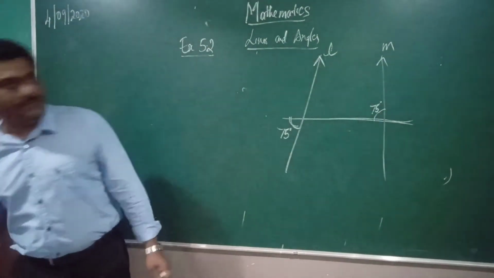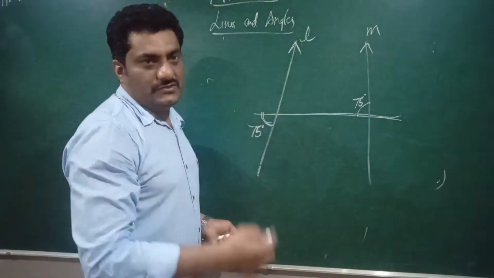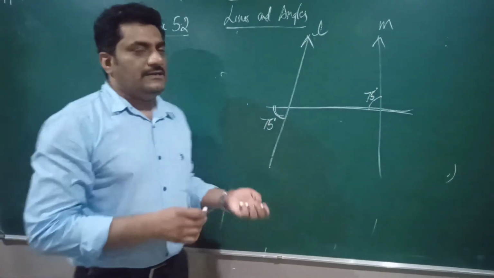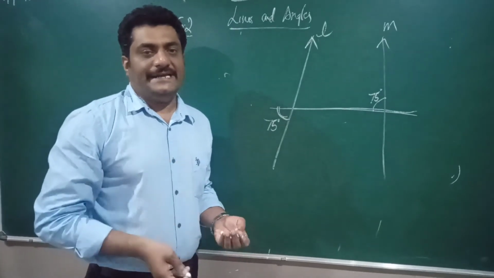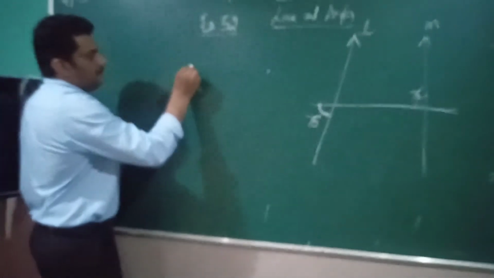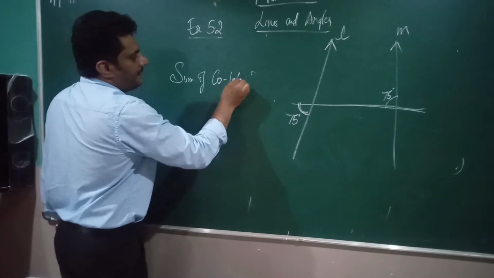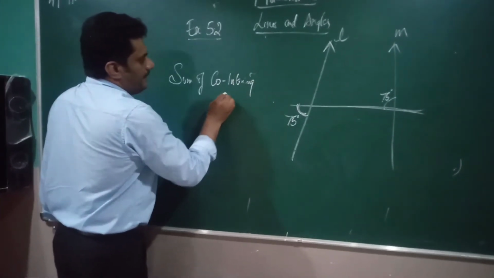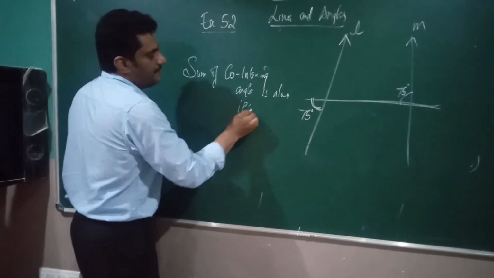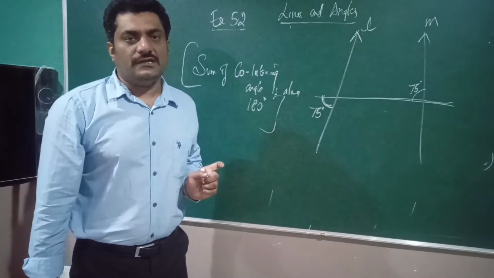Now we have to prove that these two are parallel. Are they parallel or not? We have to check. How do we check? If we get all the angles as per the transversal and parallel criteria, we can prove that. Now there is a criteria: the sum of co-interior angles is always 180 degrees. This is the main criteria to prove two lines are parallel.